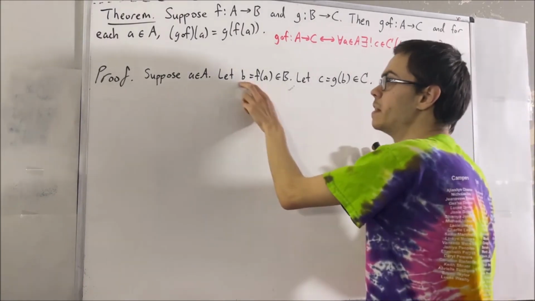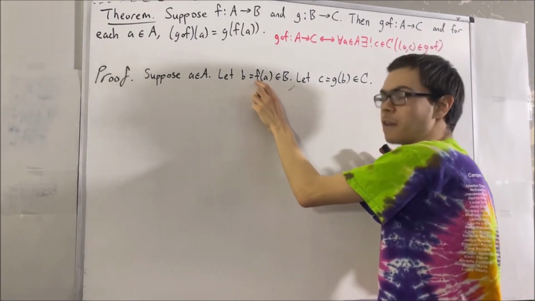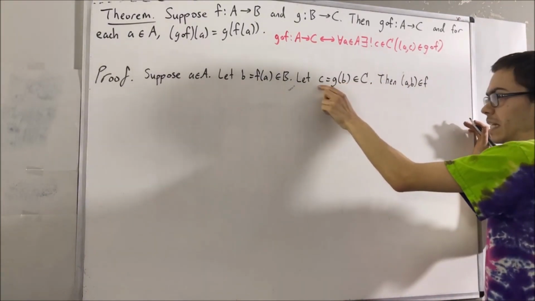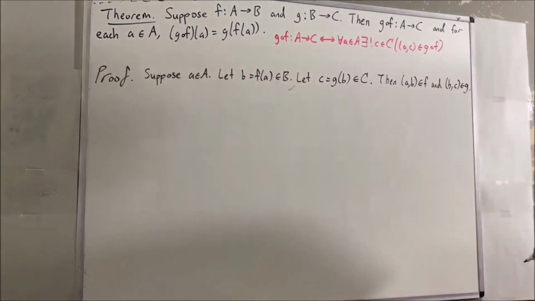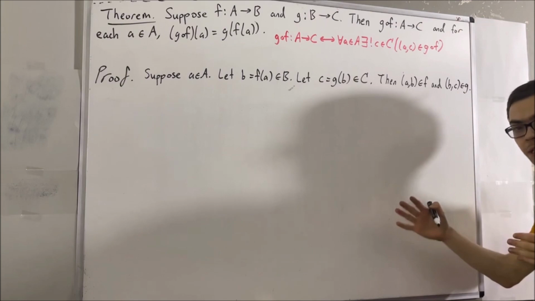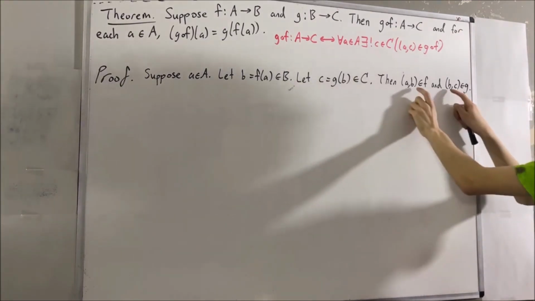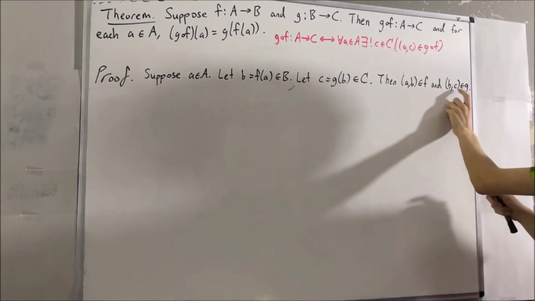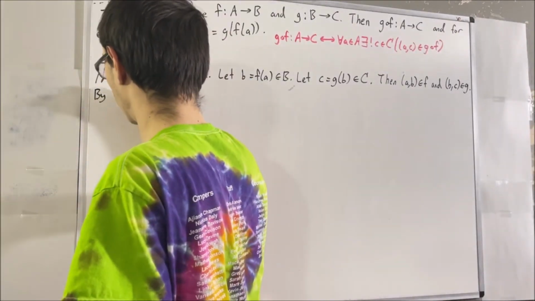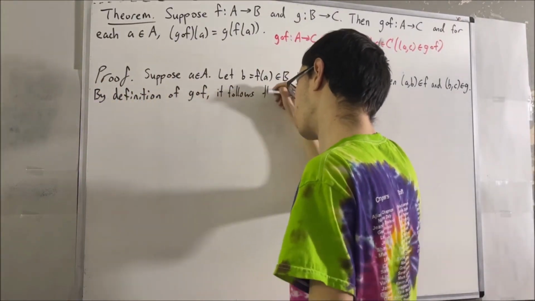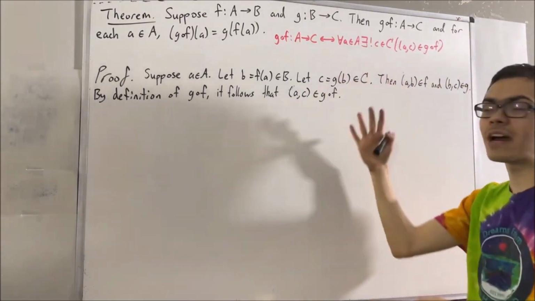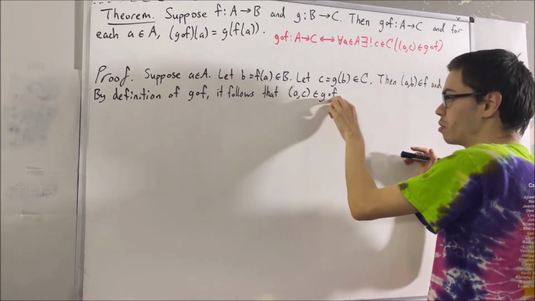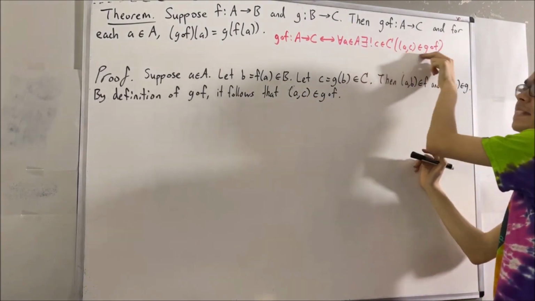Okay, but we know that this is equivalent to saying that (a, b) is an element of f. And this is equivalent to saying that (b, c) is an element of g. But now, from compositions of relations, if you recall, we can think of b as our intermediate element. And we have that (a, c) is an element of g compose f. So now we have found an element c in C, such that (a, c) is an element of g compose f. So that proves existence.